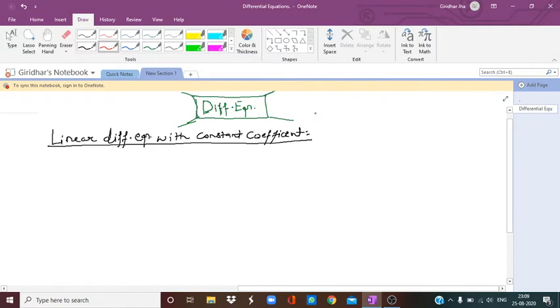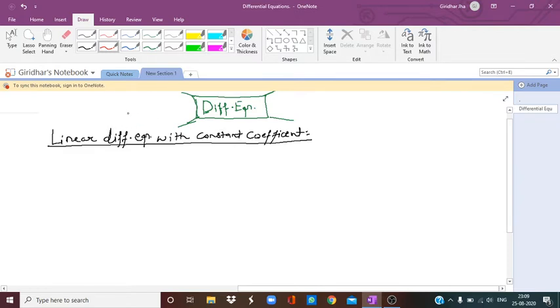So, dear students, once again we'll start with differential equations. The last topic in our syllabus of differential equations is linear differential equation with constant coefficient. Now we have to understand what this linear differential equation is.